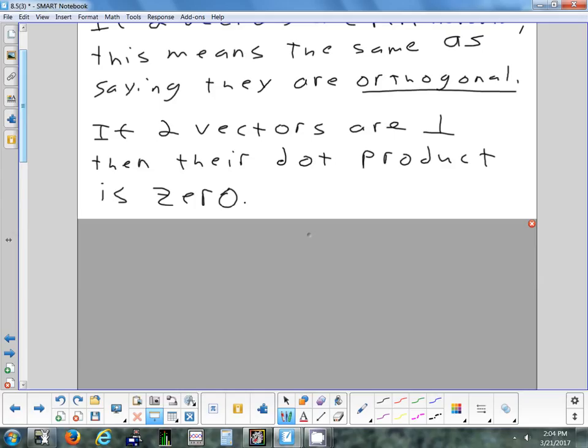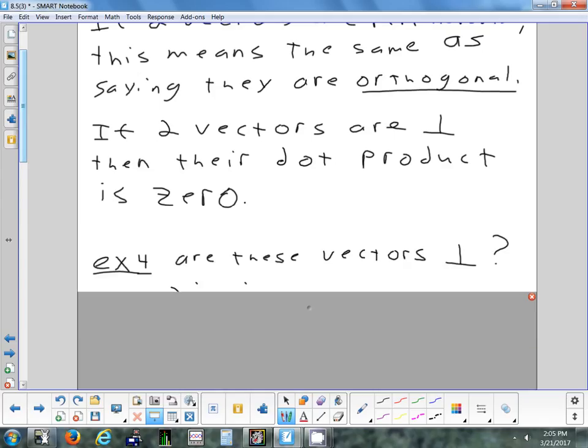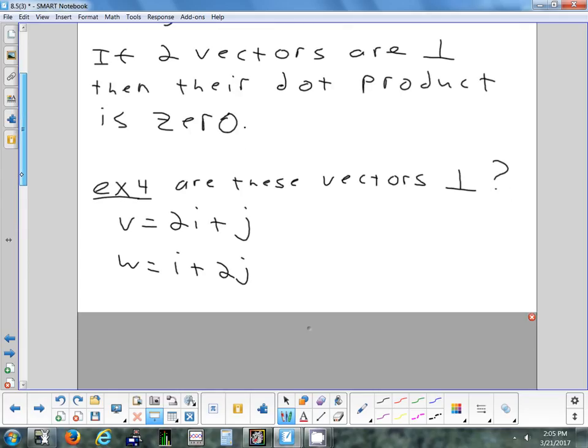So if you have a yes or no type question, are the following vectors perpendicular or orthogonal? Just find the dot product. If it's 0, they are. If it's not, then they're not. So this one says, are the vectors perpendicular? That's the symbol for perpendicular, if you didn't know that, the upside down capital T.